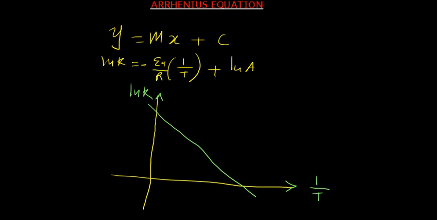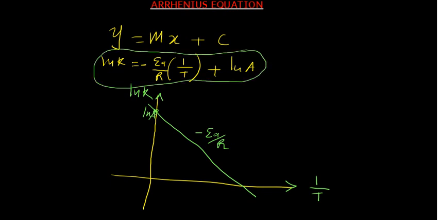Where the gradient here is representing negative activation energy divided by the universal gas constant, and then the y-intercept here is actually natural log of A, natural log of the frequency factor. So basically this is about this Arrhenius equation. Well, we can actually go on and alter it if we are working at different temperatures, and that can help us to make calculations when we are working at different temperatures. So it's also nice to be able to keep this.